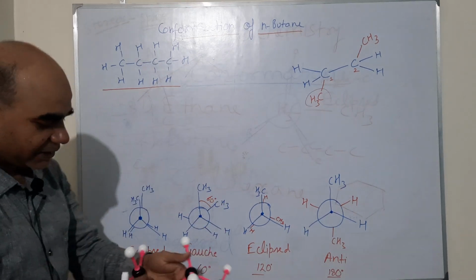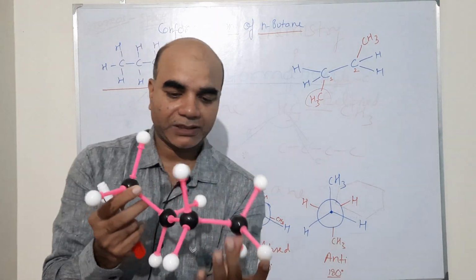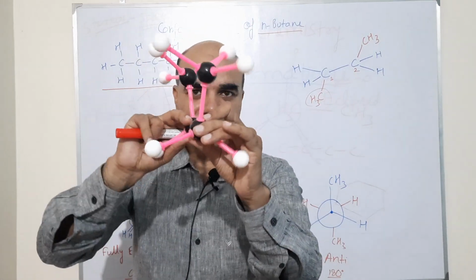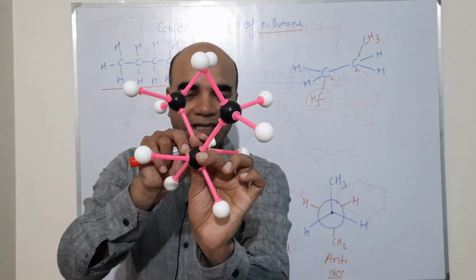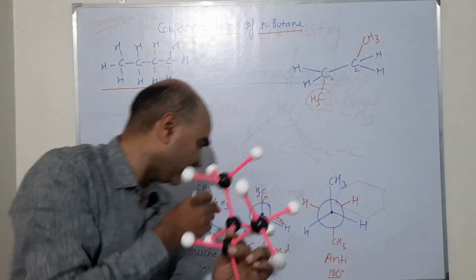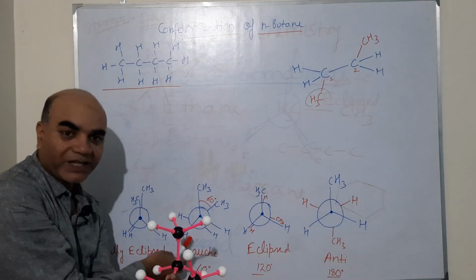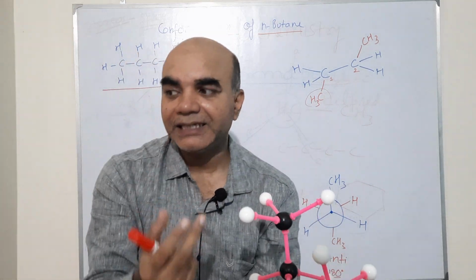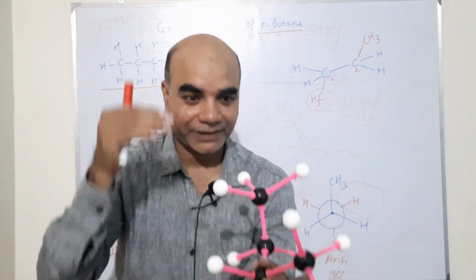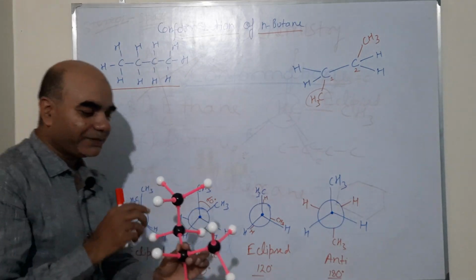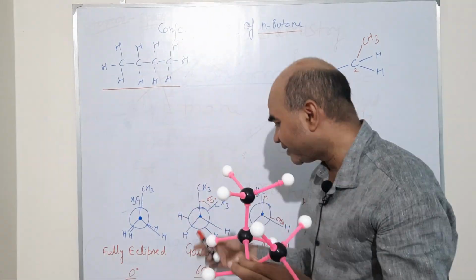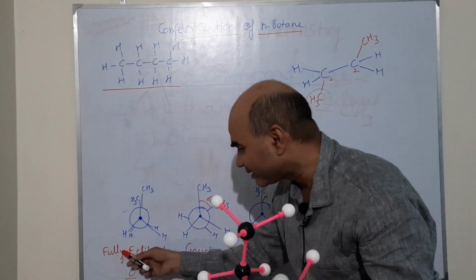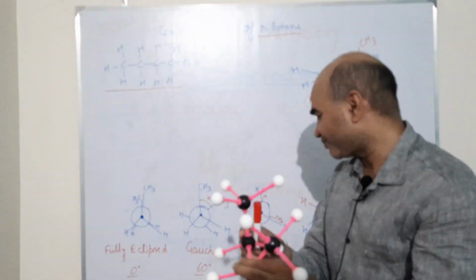60 degrees. How to rotate? You see, these are 2 methyls. I rotated 60 degrees and got a new conformer, and this dihedral angle is 60 degrees, and this is known as Gauche. The energy is a little bit lower than the fully eclipsed. So the energy is a little bit lower. It means that it will be a little bit more stable than the fully eclipsed conformer.